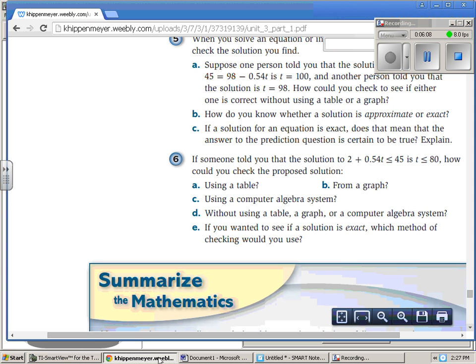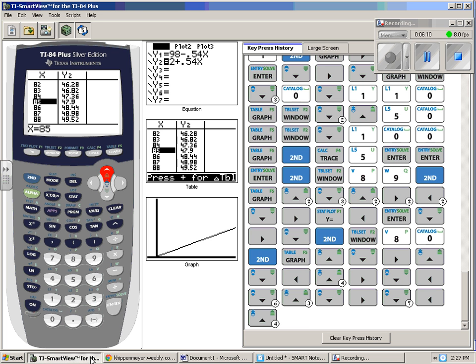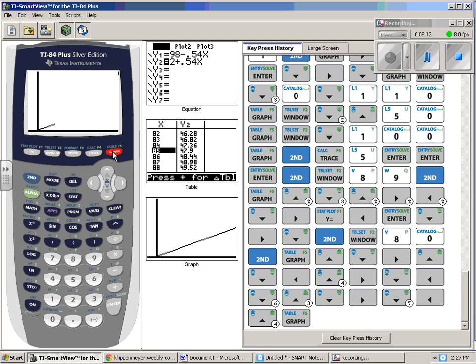So how can we tell that from the graph? Let's go straight to the graph. First of all, we're looking for just where t is equal to 80. So I'm going to press trace, and I'm going to look for where t is equal to 80, and I'm going to have to scroll down the graph.